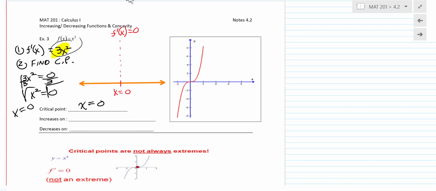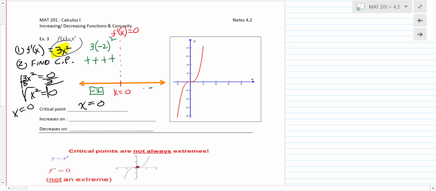Okay, now it's the same idea. Use a test point. For variety, let's do -2 this time. It doesn't matter. So plug it in, and what kind of value do you get when you do 3 times -2 to the second? You get positive, right? So that's always positive. How about if you go out here? Is it going to make any difference? Still positive, isn't it? So pick a number bigger than 0, plug it into the derivative.